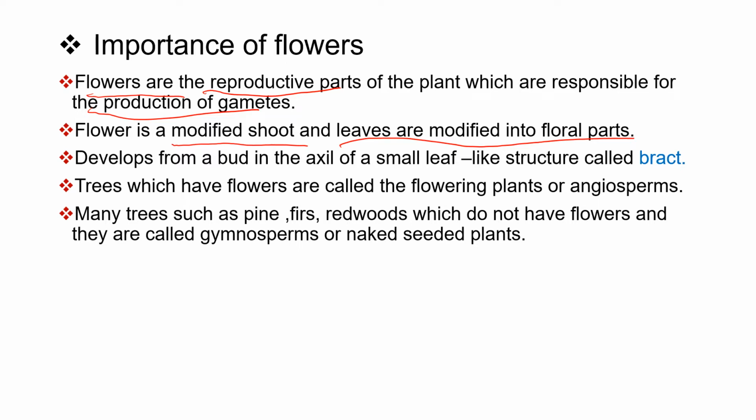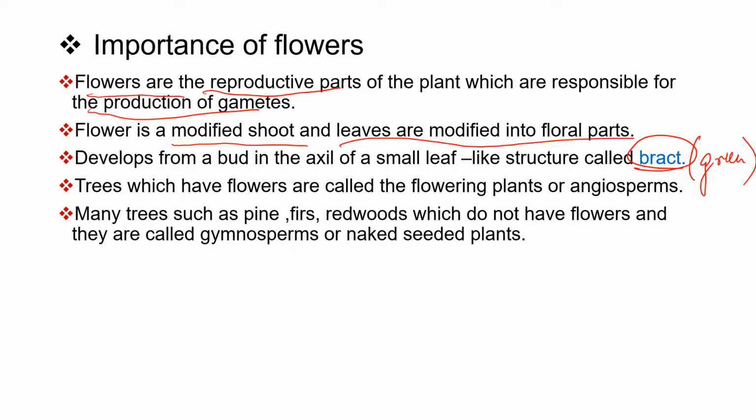Now a flower develops from a bud in the axil of a small leaf-like structure which is called the bract. So what is a bract? This is a new term. A bract is always green in color, and it is the small leaf-like structure from which the bud is growing. So that is the bract.